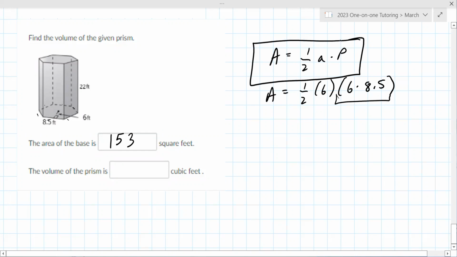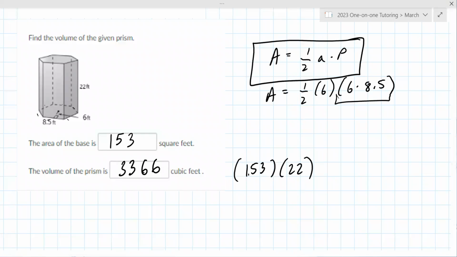So you like this formula though, is that right? Yeah. Okay, so we'll just keep using that. The apothem is 8.5. I'm sorry, the apothem is 6. The 8.5 is used to find the perimeter. It's a 6-sided, it's a hexagon. So go with that. Now the volume, you take the area of the base and multiply it by the height. So you take that 153 and then multiply by 22. Like that. Okay.